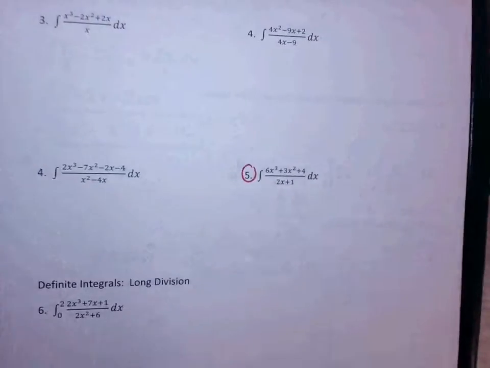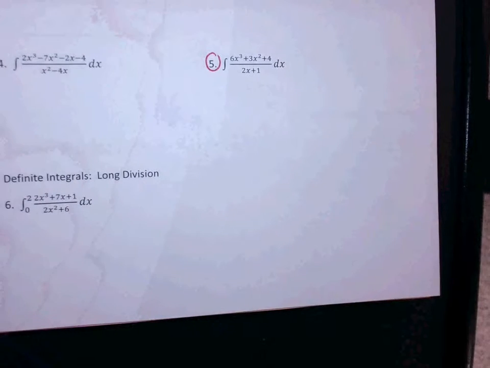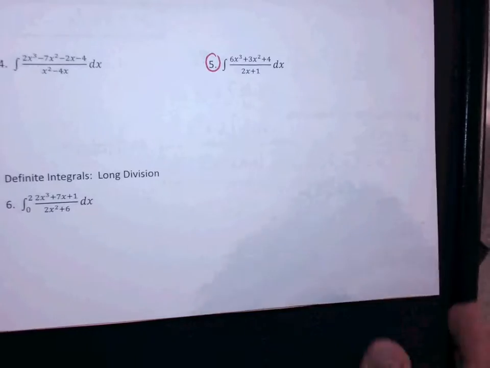Okay. So have y'all divided it? Did it work out okay? Yes. Okay, so when you divide it in, what is your whole part that you should have gotten on top?